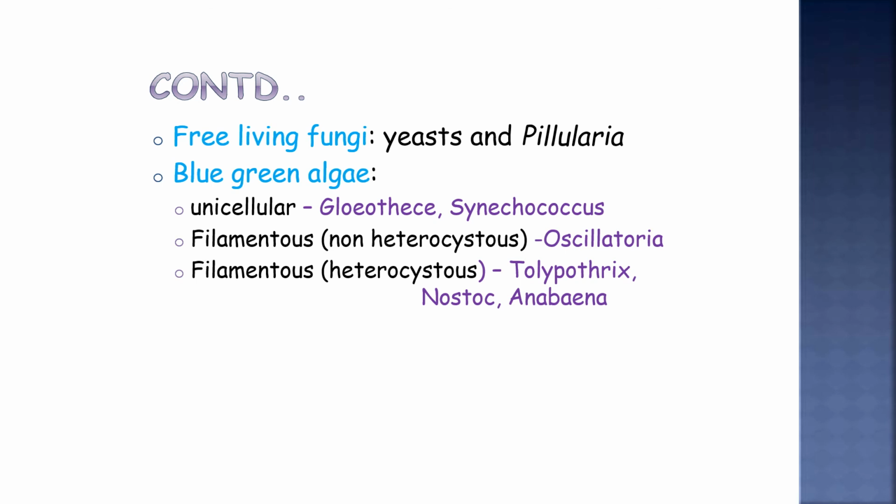Blue-green algae are of three types: unicellular, filamentous non-heterocystous, and filamentous heterocystous. In unicellular blue-green algae, Gloeothece and Synechococcus are examples. Filamentous non-heterocystous blue-green algae, a very good example is Oscillatoria. Filamentous heterocystous, examples are Tolypothrix, Nostoc and Anabaena.